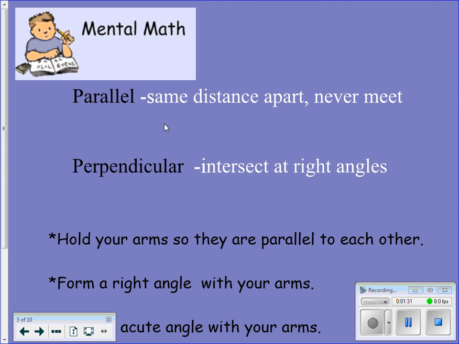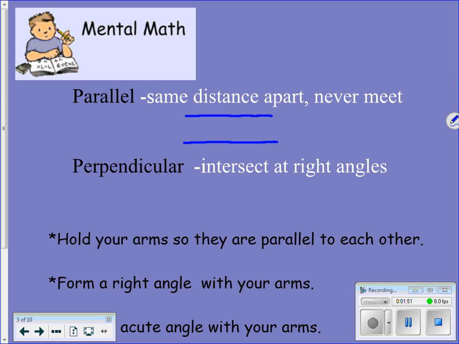Let's do a little bit of mental math here. Our first term is parallel. We use parallel to describe lines that are the same distance apart. They'll never meet. They will go on forever without intersecting. So we can look at some lines here. These 2 lines are considered to be parallel. They kind of look like some railroad tracks.